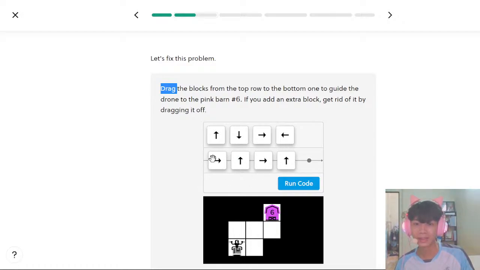So if I give it like this, it's still tricky. No. It's not easy though.